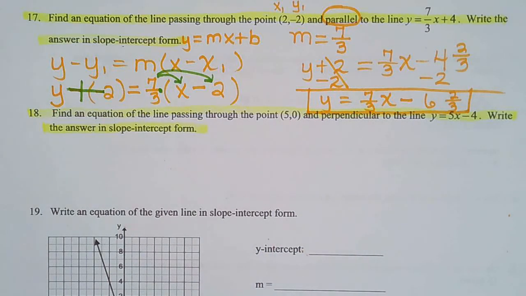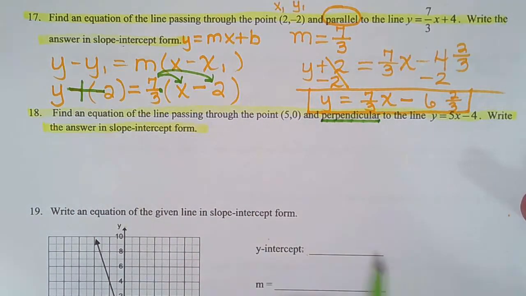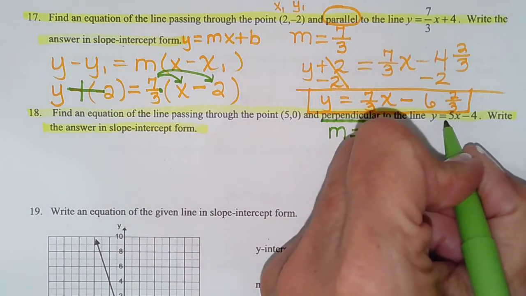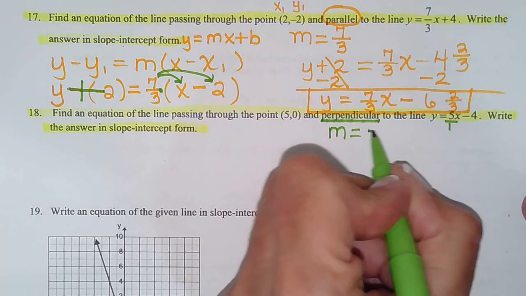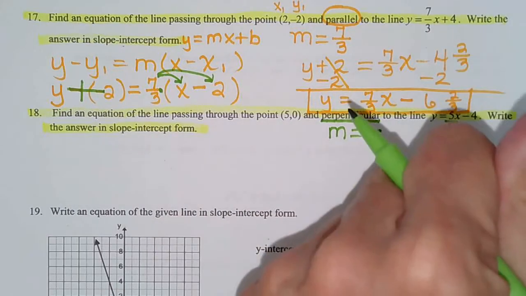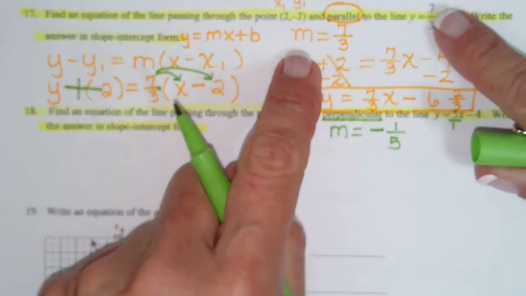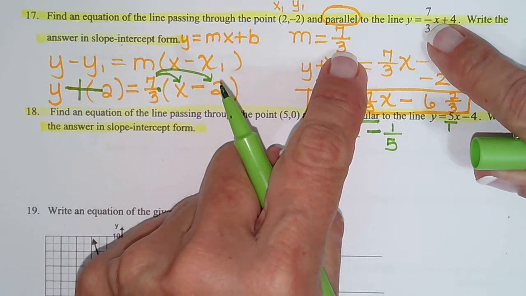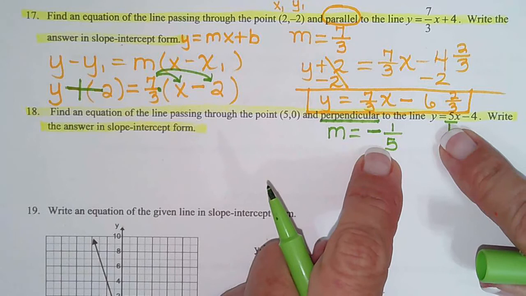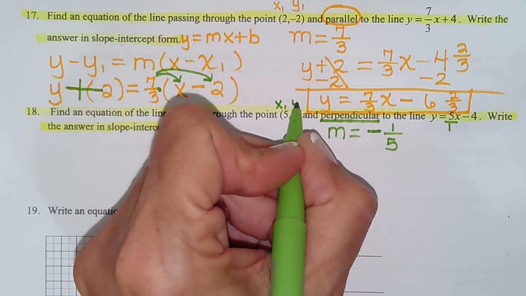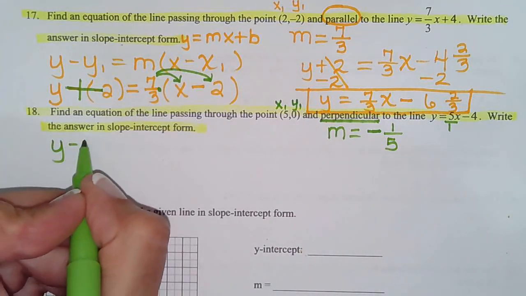Okay, so when it's parallel, you just use the exact same slope they gave you. This next one, though, is perpendicular, so I'm not going to use the same slope. Remember, I got to change the sign and reciprocate. So this one's positive, so my slope's going to be negative, and when I reciprocate, 1/5. Okay, so if it's parallel, you just bring down the exact same slope. When it's perpendicular, you change the sign and reciprocate. And here's my x1, here's my y1, so I'm ready to go into point slope form.